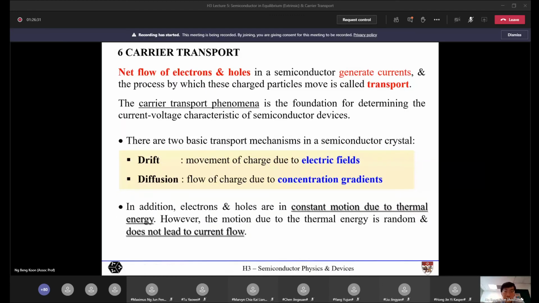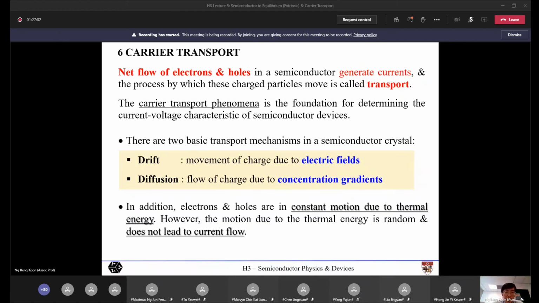Okay, for this second part of discussion, we're going to now move on to carrier transport. This essentially refers to the movement of carriers in the semiconductor. So in order for a semiconductor device to be useful, obviously you need the carriers to be moving in a device application.